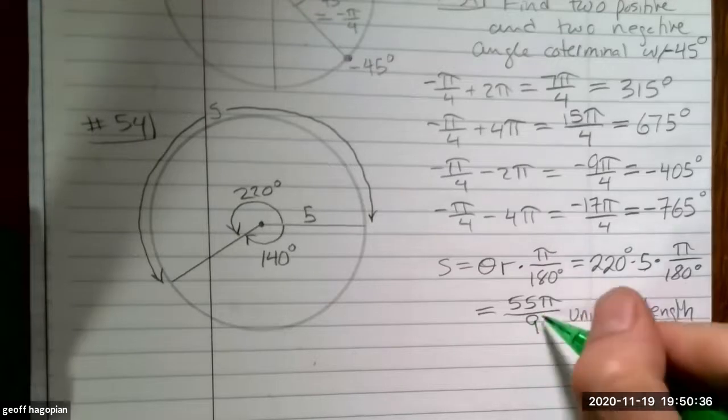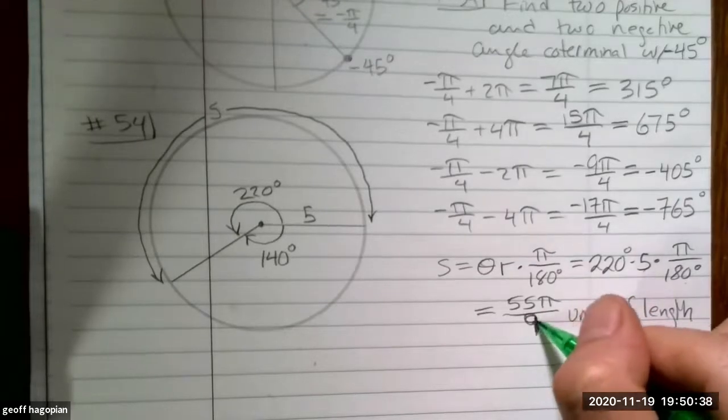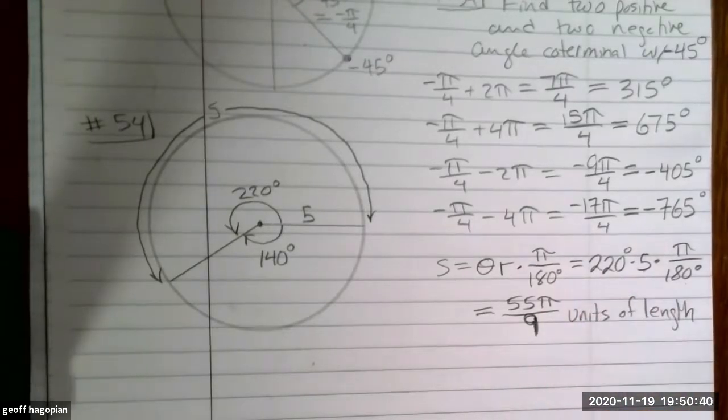That's a 9 down there. Just reduced by a factor of 20. I don't think we can do better than that. I suppose you could approximate that as a decimal, but why bother, right? Alrighty. What else we got here?